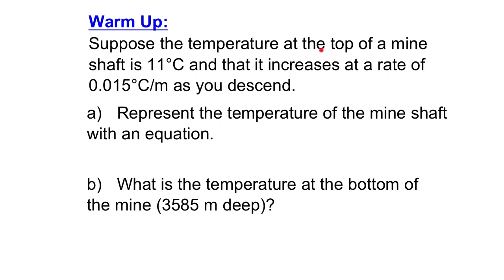Suppose the temperature at the top of a mine shaft is 11 degrees Celsius and that it increases at a rate of 0.015 degrees Celsius per meter as you descend. Try to visualize that first. It's a mine shaft. You start at the top. It's 11 degrees Celsius. As you descend, as you go down into the earth, the temperature increases 0.015 degrees Celsius every meter you descend.